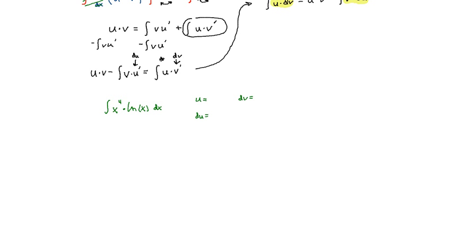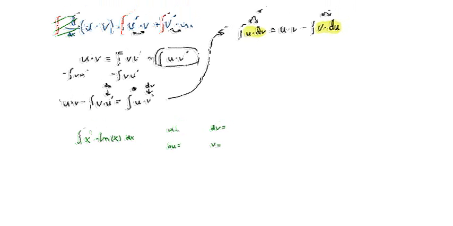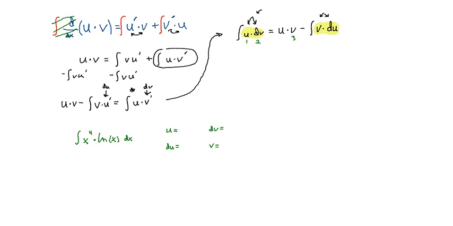And then we can figure out what v is going to be. We've got all those four parts. As you can see, we've got 1, 2, and then 3 and 4 parts: u, dv, v, and du. All those 4 parts.